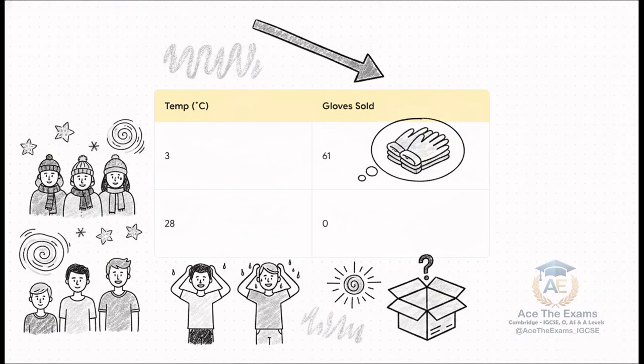Let's apply this exact same thinking back to that retail mystery I brought up at the very beginning. A department store decided to track their glove sales against the mean daytime temperature over the course of a year. Check this out.